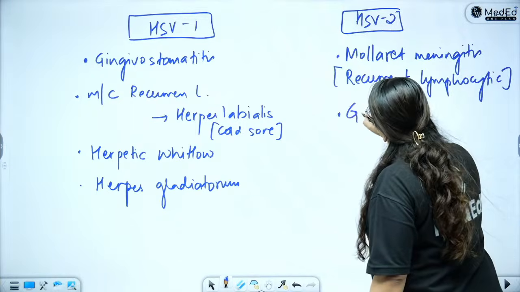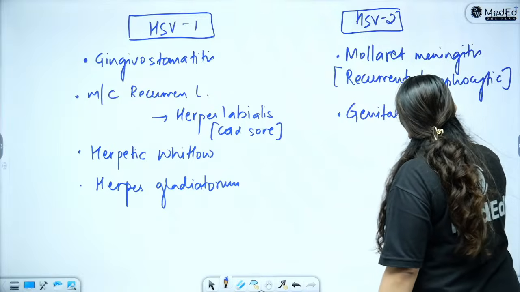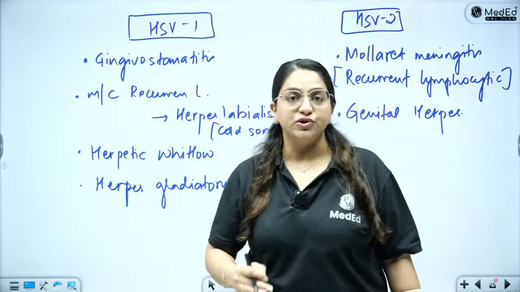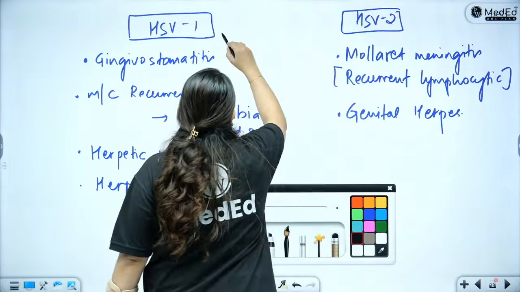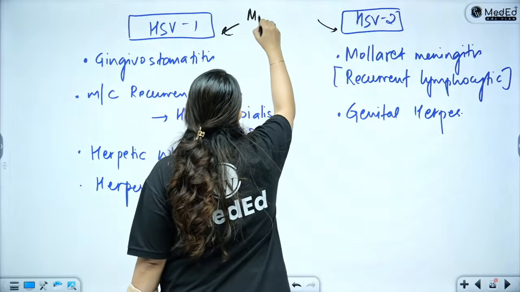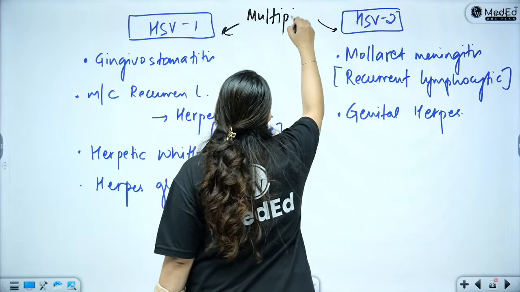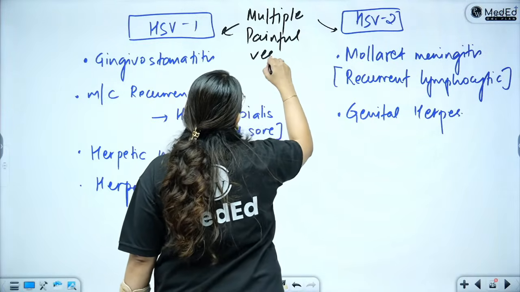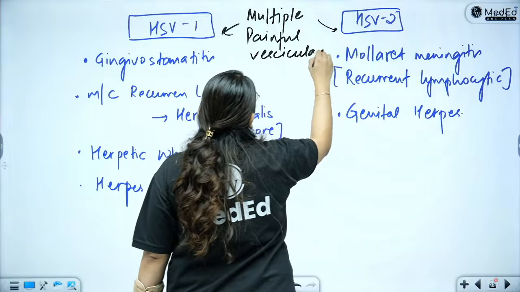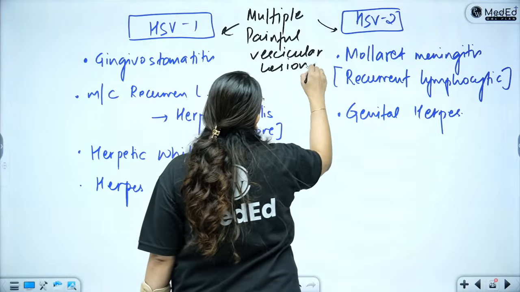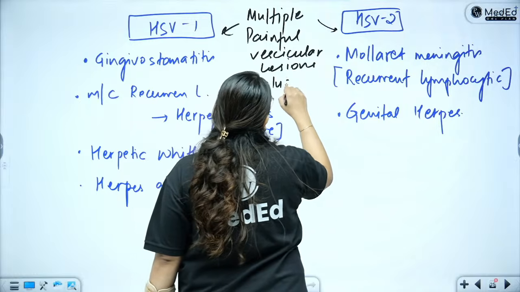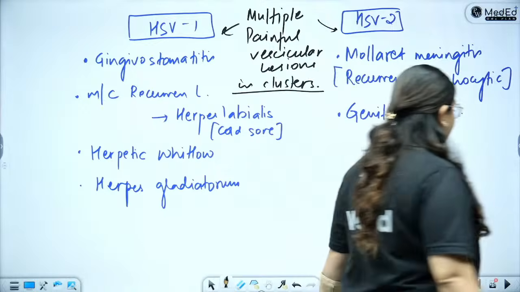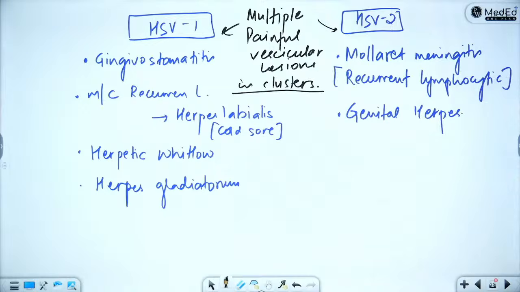This also leads to genital herpes, which has painful multiple vesicular lesions. So what is the skin lesion associated in both? There are painful multiple vesicular lesions which occur in clusters. So they will be like a bunch together. This is the common feature of the skin lesions of both herpes simplex 1 as well as herpes simplex 2.